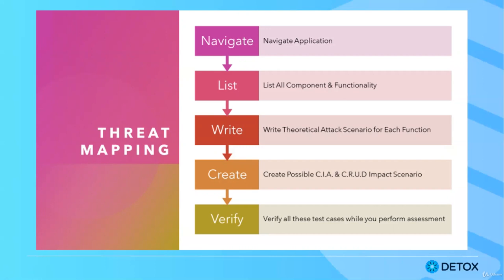Once you have a big checklist from doing this, verify all these test cases while you perform a manual assessment. So again, navigate the application, list out all the components, write theoretical attack scenarios, and create a checklist based upon CIA and CRUD impact. And at the end, verify all those test cases while you perform your assessment.